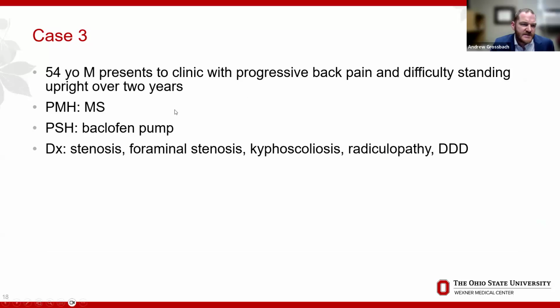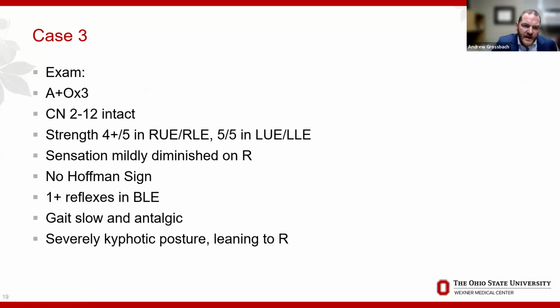Next case here. So this is a 54-year-old gentleman presented to clinic with progressive back pain, difficulty standing upright. Has been progressive for a couple of years. Has a history of MS, baclofen pump placed as well for that. And here's his exam. He does have some trace weakness on the right upper and lower extremity. It's not related to his spine. This is related to his MS. Fortunately, his MS has been under pretty good control. So he does have that baseline weakness, but he's not having a lot of relapses and new symptoms.